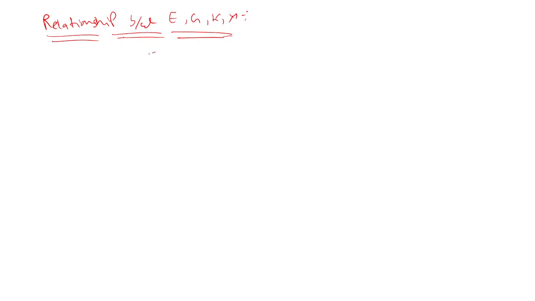Sir, it is E is equal to 2G into 1 plus nu, equal to 3K into 1 minus 2 nu, is equal to 9KG upon 3K plus G.